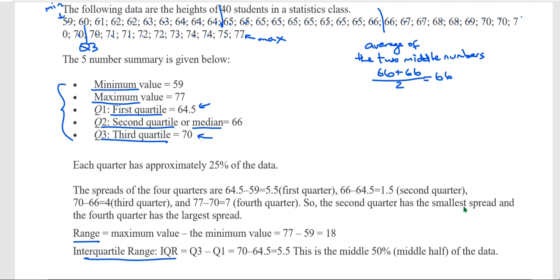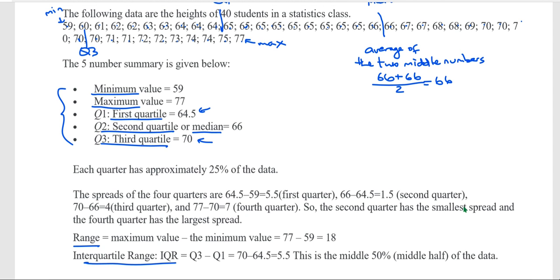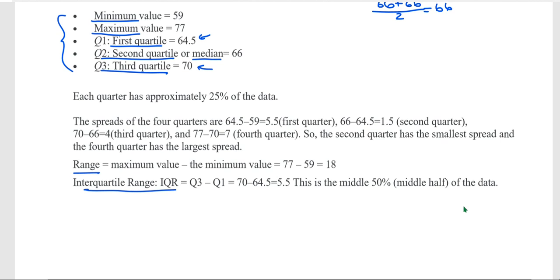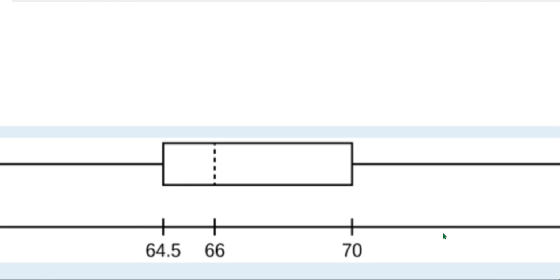And so the interquartile range is going to be how far apart it is from the first quartile to the third quartile. So that would be 70 minus 64.5, which is 5.5. I'm going to show you why the interquartile range is even used.